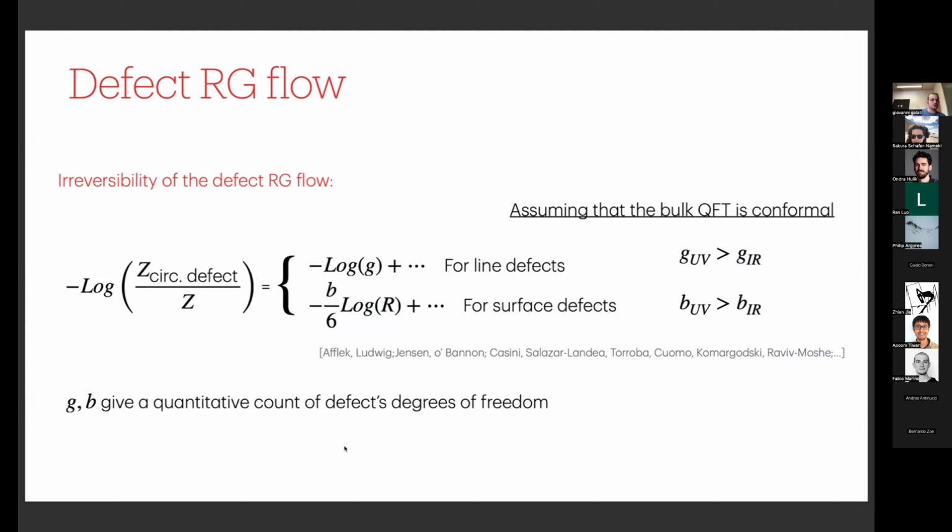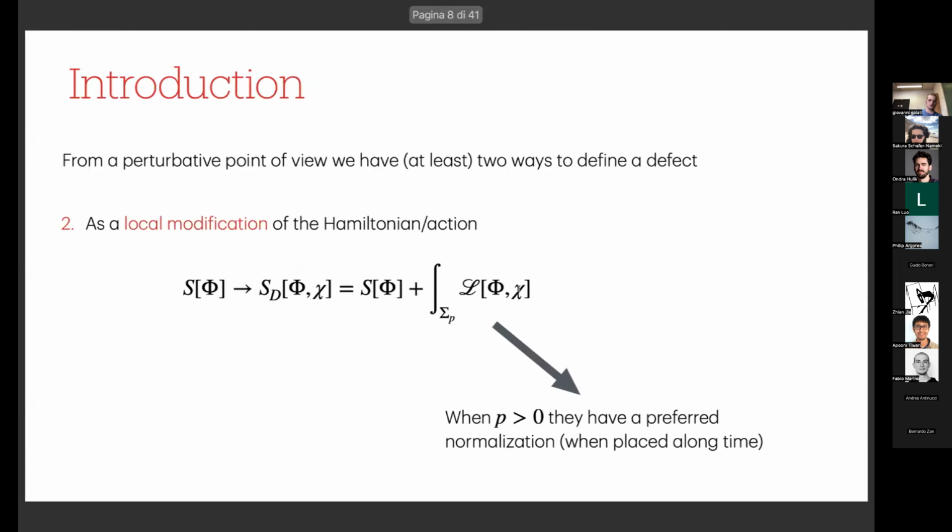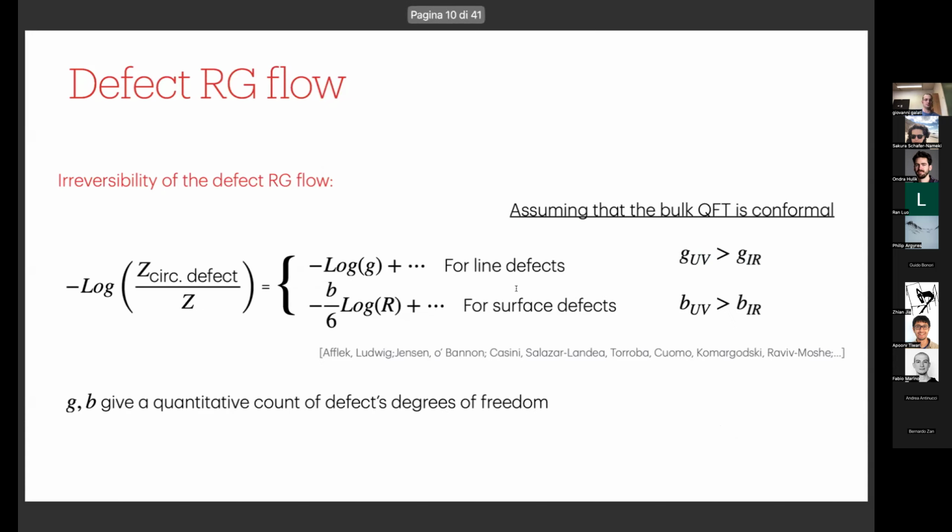Also, a very nice property of these functions is that they give a very quantitative count of the degrees of freedom living on the defect. Before I was mentioning that the edge modes that one can introduce in order to define the action are somewhat related to the degrees of freedom of the defect, but this is not very precise, because edge modes can always be integrated in or integrated out without so much effort. So it's not a very quantitative way to count degrees of freedom. What actually counts these degrees of freedom are these g and b functions.